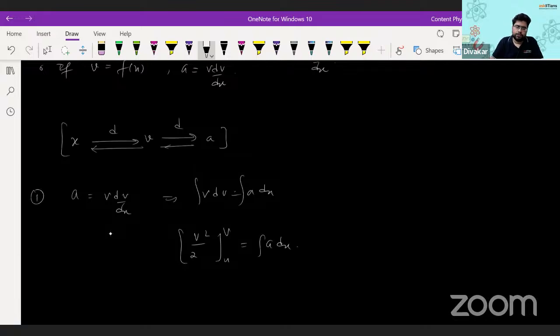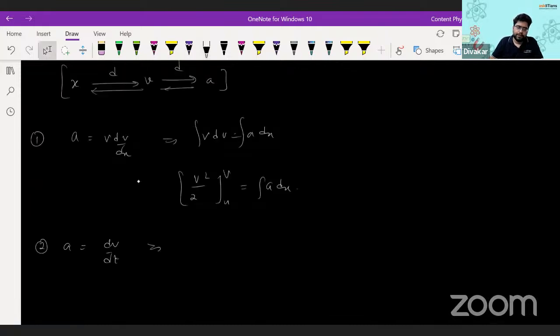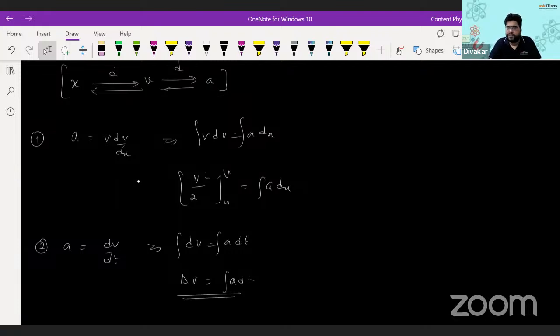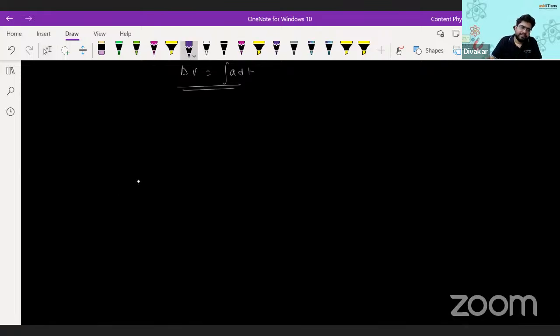So this is one thing you can remember. Second, if a is equal to dv by dt, then from here you can write dv is equal to a dt. If you integrate this, the integration of dv is delta v, and that will equal the integration of a dt. So if you have acceleration, you can find out change in velocity. If you have velocity, you can find out acceleration, depending on what kind of function is given to you. Now, there is something called the equation of motion.